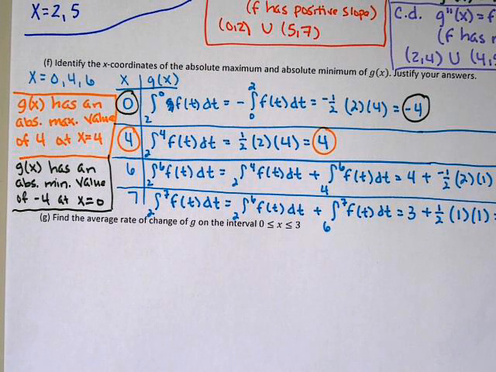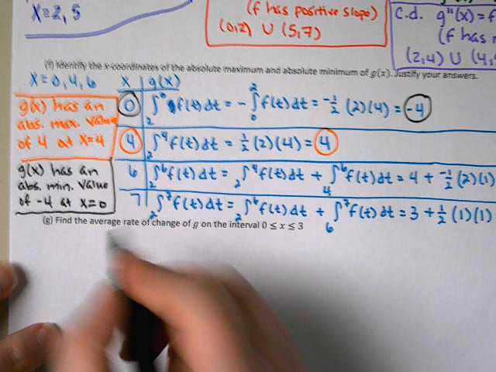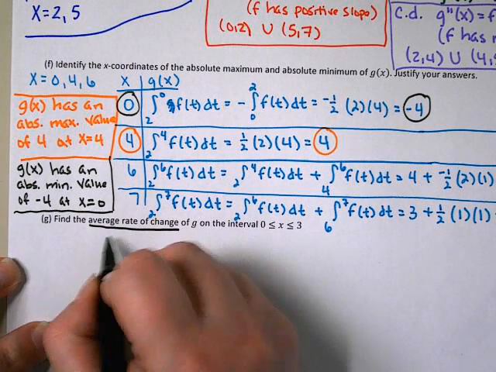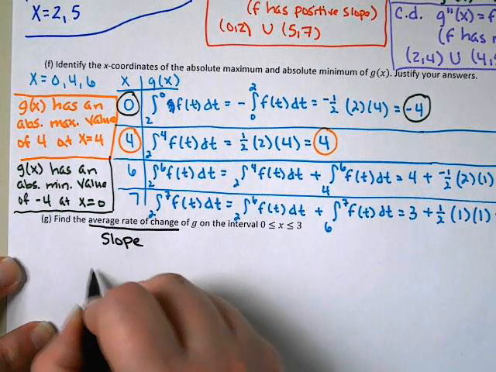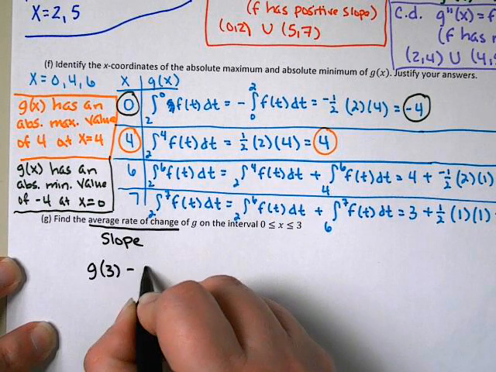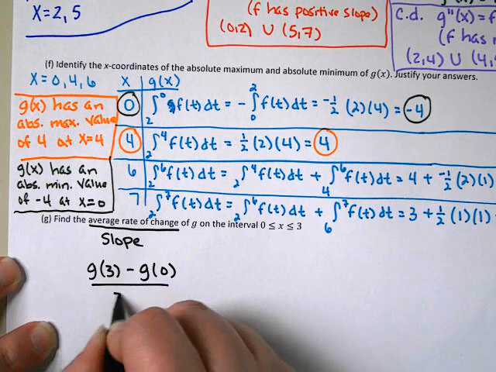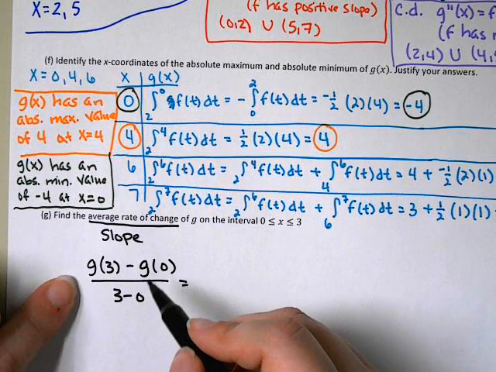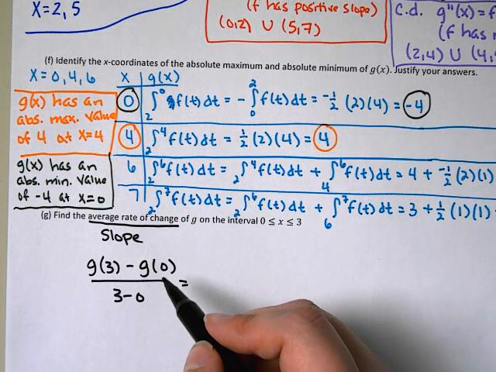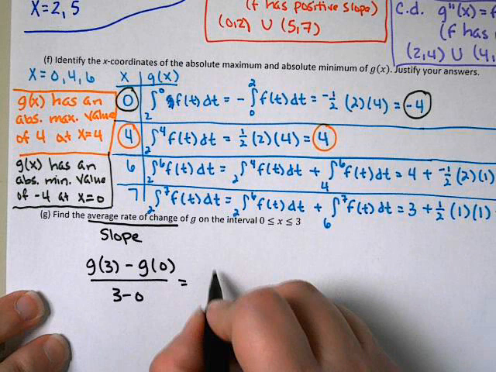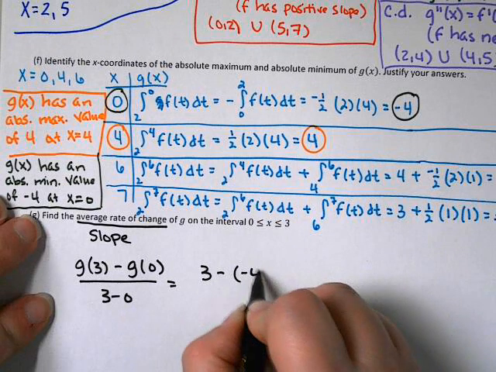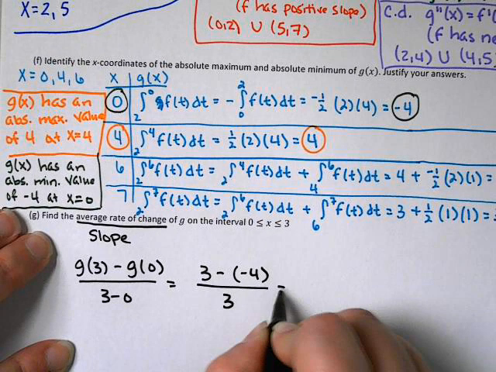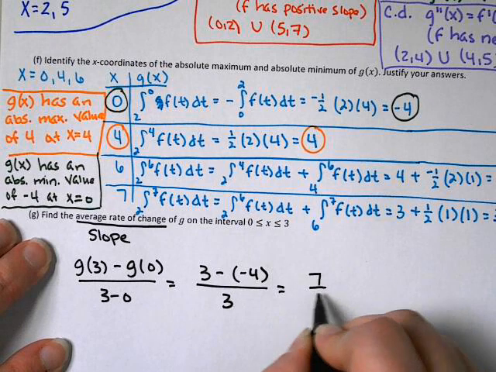Find the average rate of change of g on the interval from 0 to 3. So hopefully you guys can look at this and immediately know that average rate of change really just means find the slope. So the slope of g from 0 to 3 really just means g of 3 minus g of 0 all over 3 minus 0. We found g of 3 on the last page, so g of 3 is actually 3. And then we just found g of 0 up here, it's negative 4. And then over 3, so we really get that the average rate of change is going to be 7 over 3.